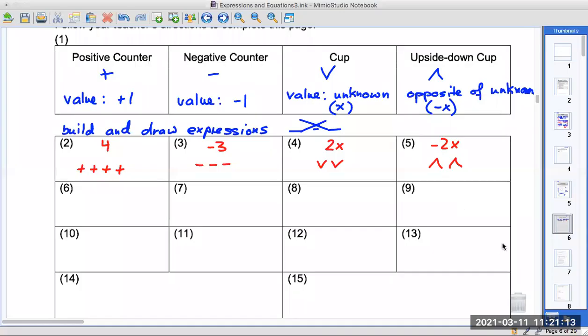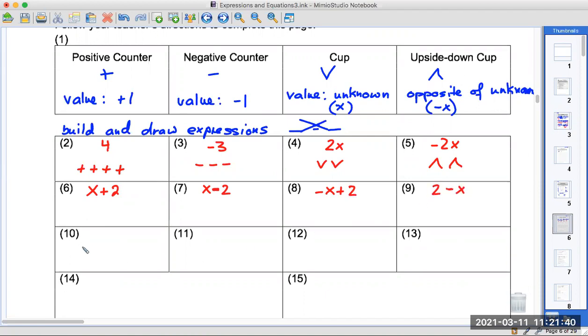Okay, this is what it should look like. Check it out. Remember, the upside down is the new one. Okay, for number 6, you're going to build and draw x plus 2, x minus 2, negative x plus 2, and 2 minus x.